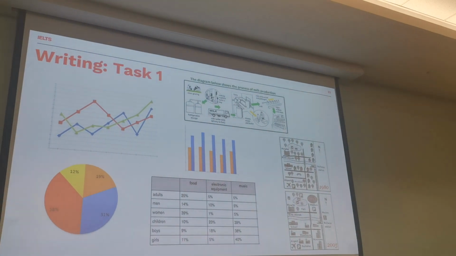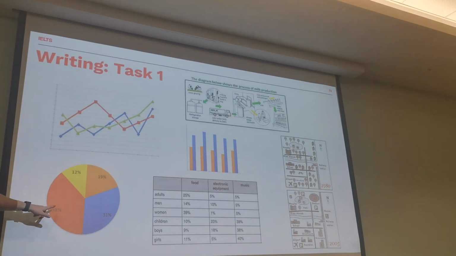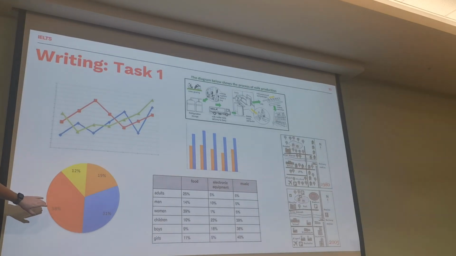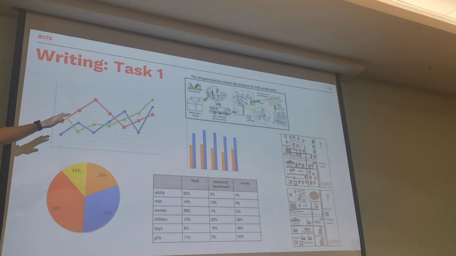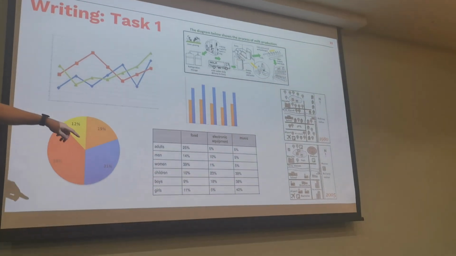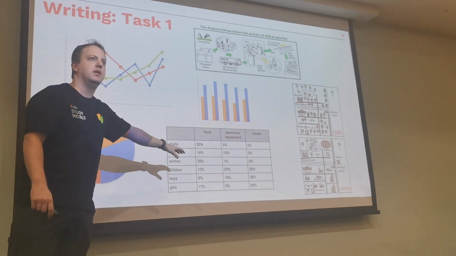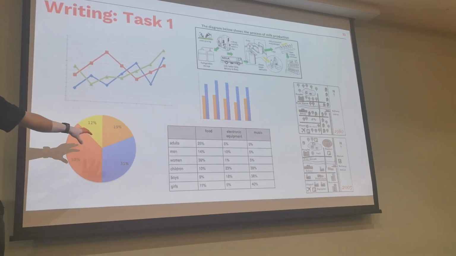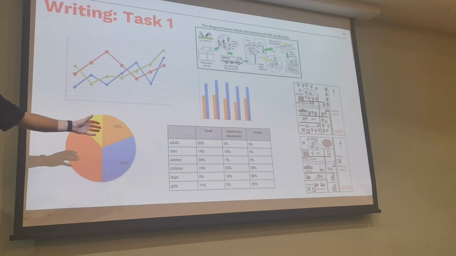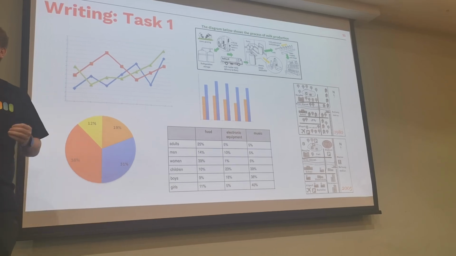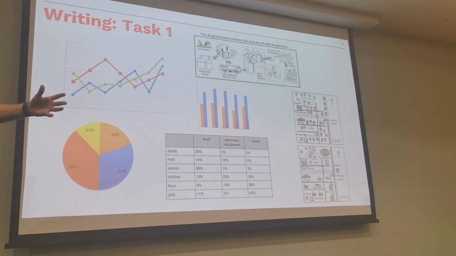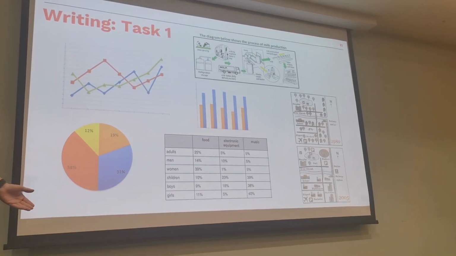So, Task 1, as we said, you can get a pie chart with percentages. Be super careful with these. They can be a little bit tricky to describe. A line chart showing the change over time. We can have a table. But you would never answer a table differently from a pie chart necessarily. It's about the information they give you, not how they've given it to you. So you need to think what they're trying to show you and then describe that in the best possible way.